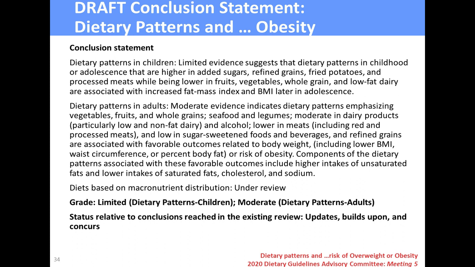For dietary patterns in adults, we agree with the existing conclusion statement: moderate evidence indicates dietary patterns emphasizing vegetables, fruits and whole grains, seafood and legumes, moderate in dairy products, particularly low in non-fat dairy, and alcohol, lower in meats, including red and processed meats, and low in sugar-sweetened foods and beverages, and refined grains are associated with favorable outcomes related to body weight, including lower BMI, waist circumference, or percent body fat, or risk of obesity. Components of the dietary patterns associated with these favorable outcomes include higher intakes of unsaturated fats and lower intakes of saturated fats, cholesterol, and sodium.